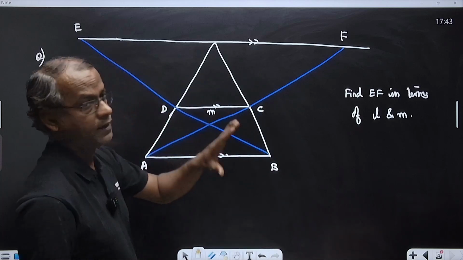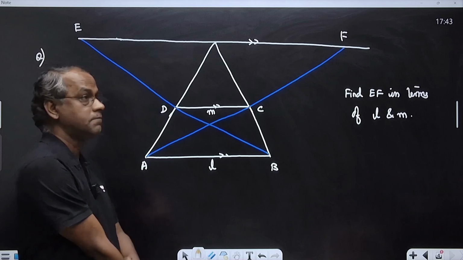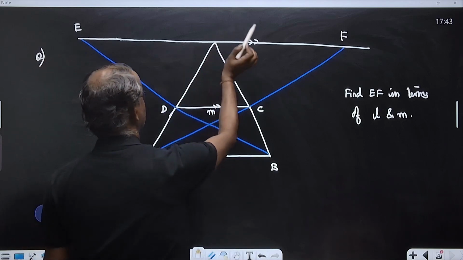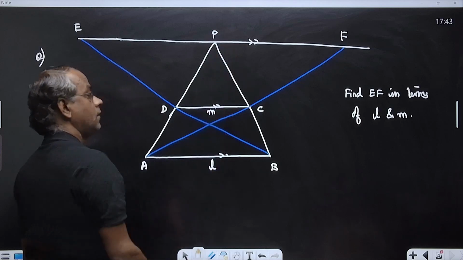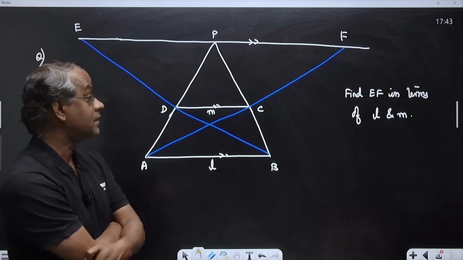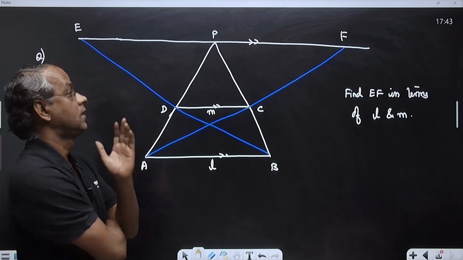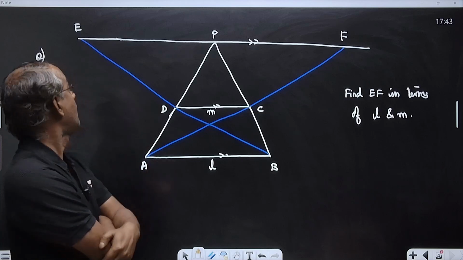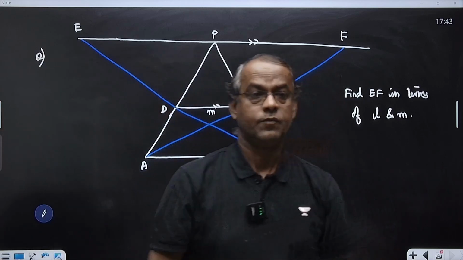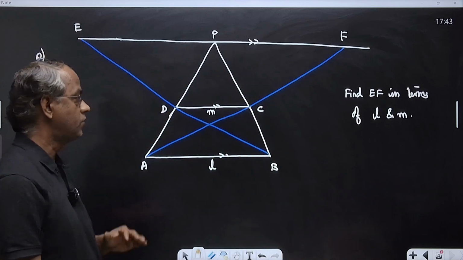So I have deliberately omitted the language part. The language would have been: ABCD is a trapezium. The non-parallel sides are further extended to meet at a point P. From P, a line is drawn parallel to the parallel sides. The diagonals are extended to meet this parallel line drawn at E and F. Find the length EF.